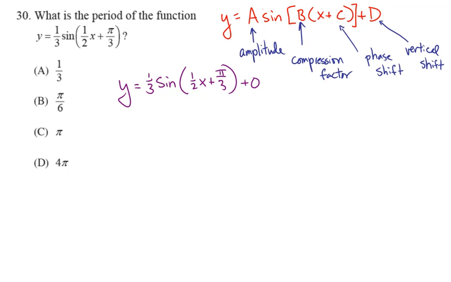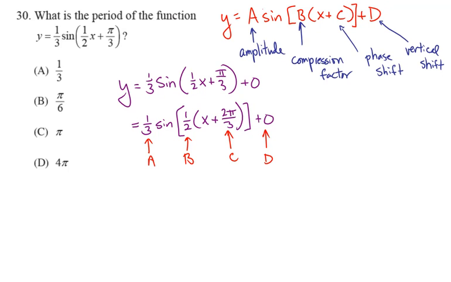But in order to find the compression factor there, we have to factor out whatever the coefficient of x is. Inside the parentheses, x should have a coefficient of 1. So I write 1/3 sine, and then I put in brackets and factor out the 1/2. Now 1/2 times what is going to give me pi over 3? Well, 1/2 times 2 pi over 3. Half of 2 pi over 3 would be pi over 3. To complete that, and then I would be able to easily tell what the compression factor is, what the phase shift is, and obviously the vertical shift is still 0 there. So when it's written in that form, I can easily tell what my A, B, C, and D are.